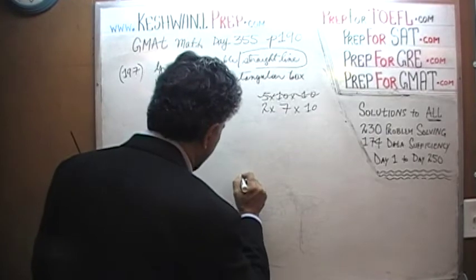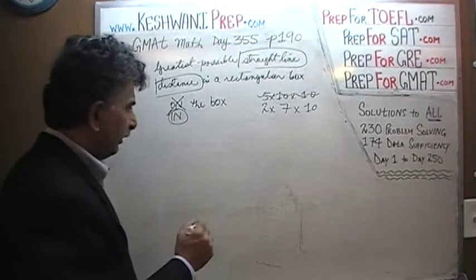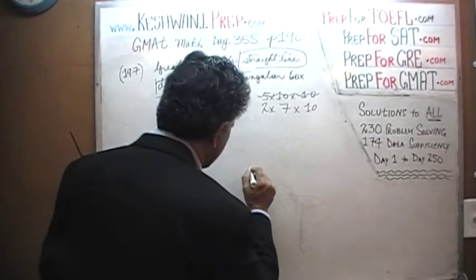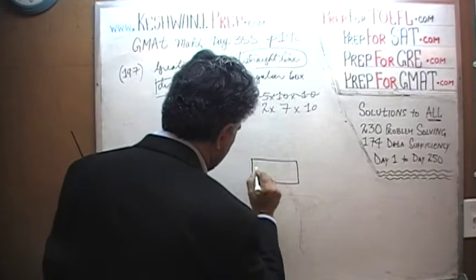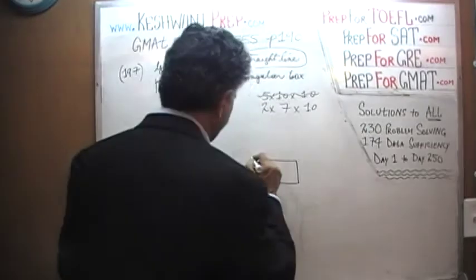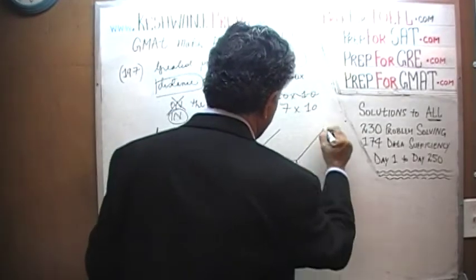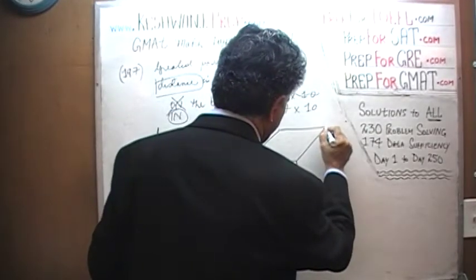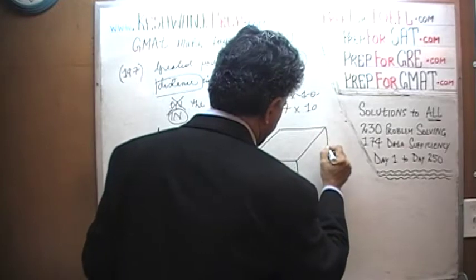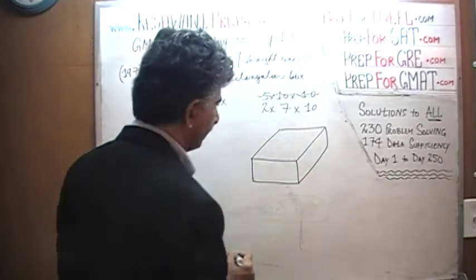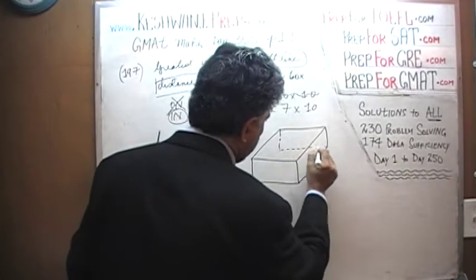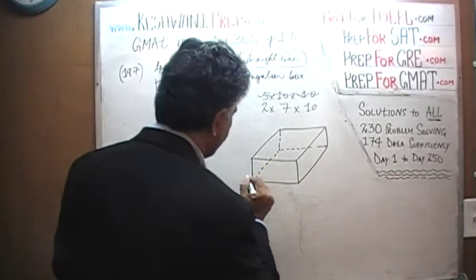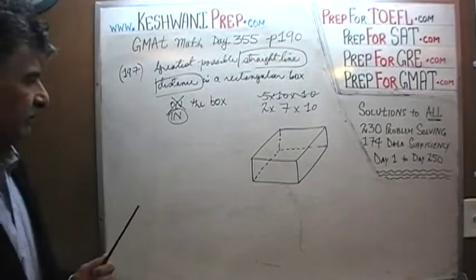Now with the rectangular box, or with any three-dimensional object that you draw, you have to take your time, otherwise it doesn't come out very nice. So I'm going to shut up and concentrate. That looks like my box here. There is the box. There is our box.